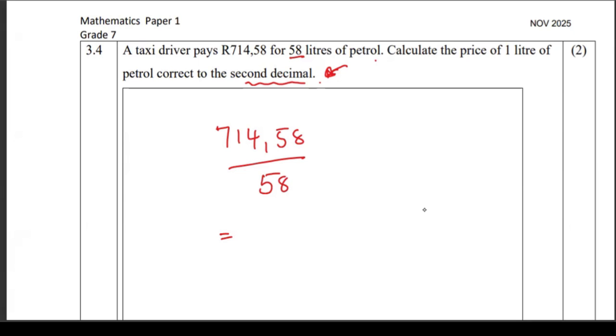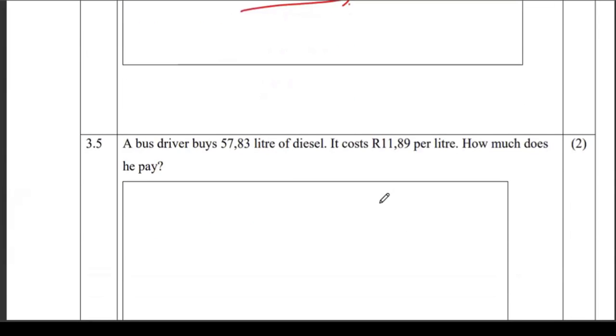Okay, so 714,58 divided by 58, I'm getting 12,32. Okay, so every liter is costing 12 rands and 32 cents.